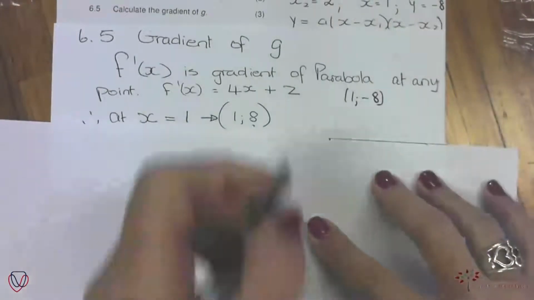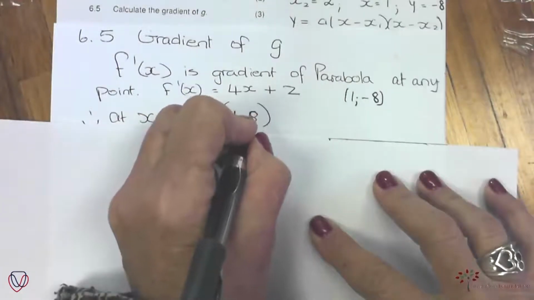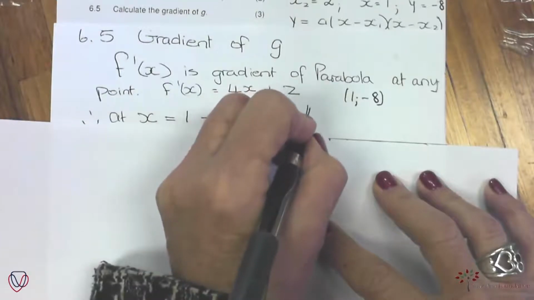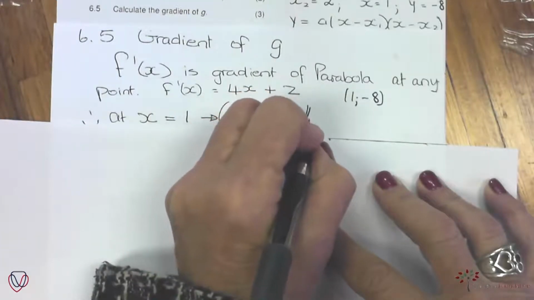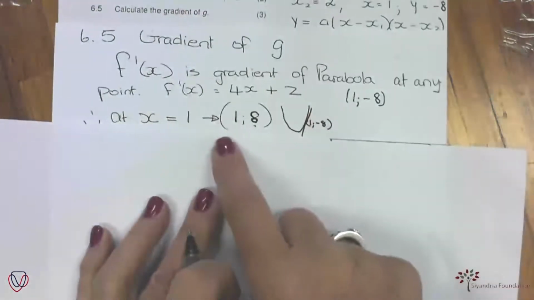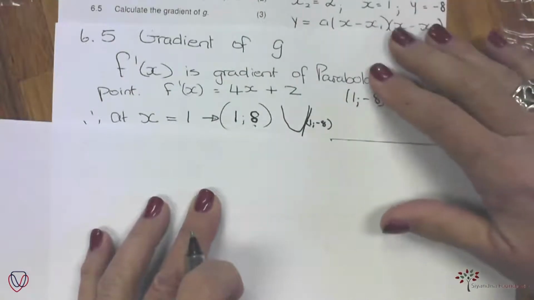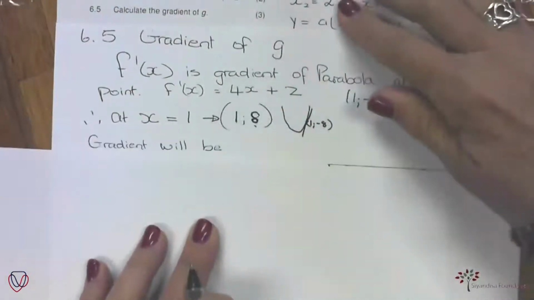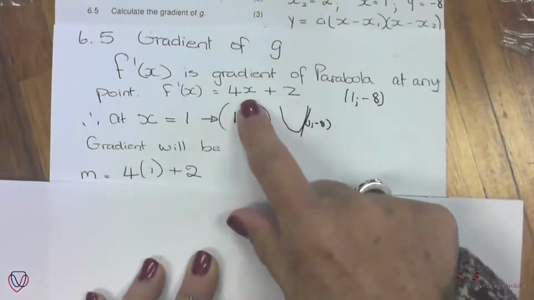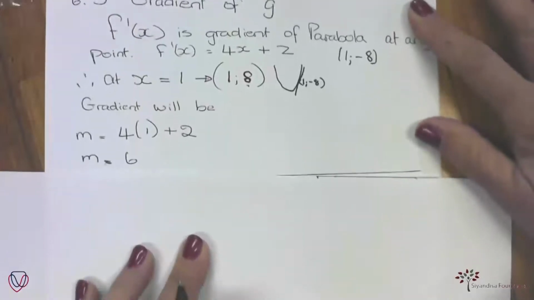Where did I get that 1 from? I got it from the point that they gave us, where the tangent touches the graph. It was 1 and negative 8. That's where I got that 1 from. Can you see that? So at x is 1, the gradient will be 4 times 1, because that's the formula for the gradient, plus 2. And that gives me 6.